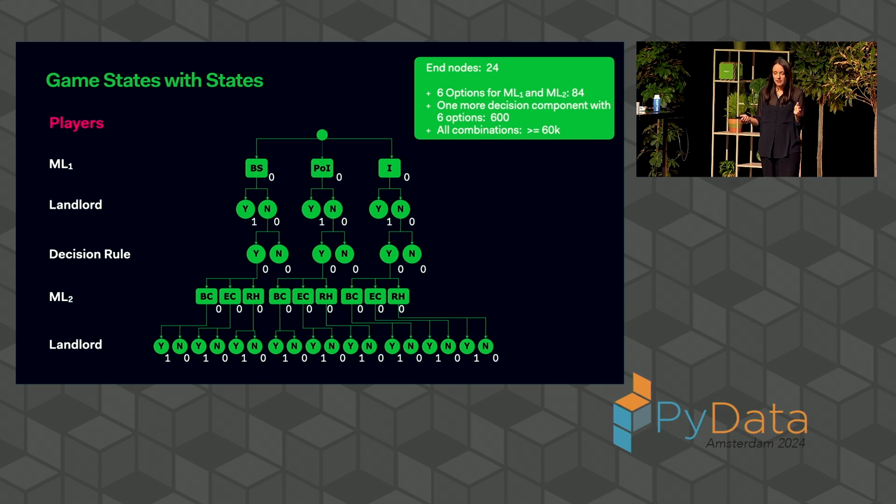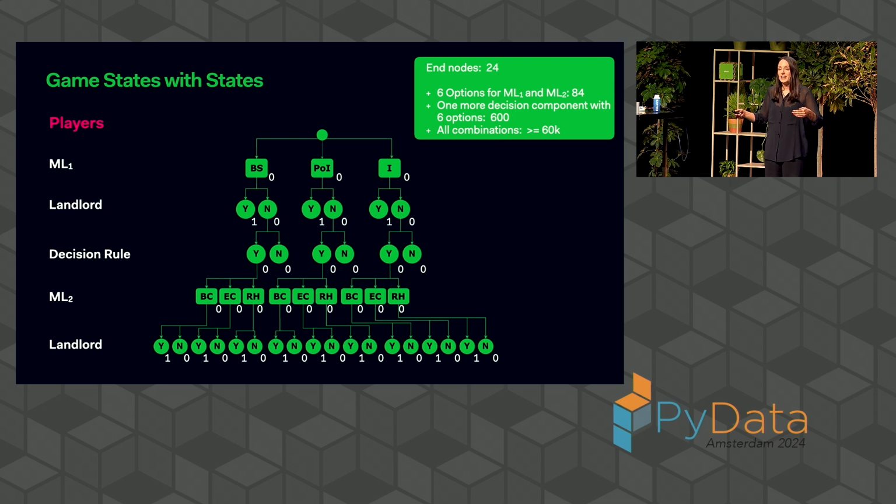And as you can see here, this tree is quite small. So we have 24 end nodes. But you can imagine quite easily that in a real-world application, in an actual complex machine learning system, this tree would look much bigger. To give you some idea how fast this tree is growing, let's assume for these two machine learning models that we have, instead of 3 options, we would have 6 options, 6 information sources that we can provide to the landlord. And we would already end up with a decision tree with 84 end nodes.